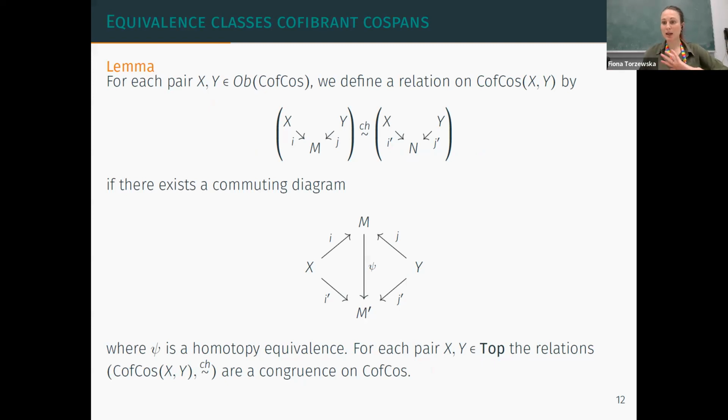So we're now going to apply an equivalence relation on our cospans, such that we do obtain a category when we take the quotient by this equivalence relation. If we have two cospans from X to Y, we say that these are equivalent if there exists a commuting diagram of this form, where I can draw the two cospans, with a map psi from M to M prime, such that psi is a homotopy equivalence. And this gives us a congruence on our magmoid COFCOS.